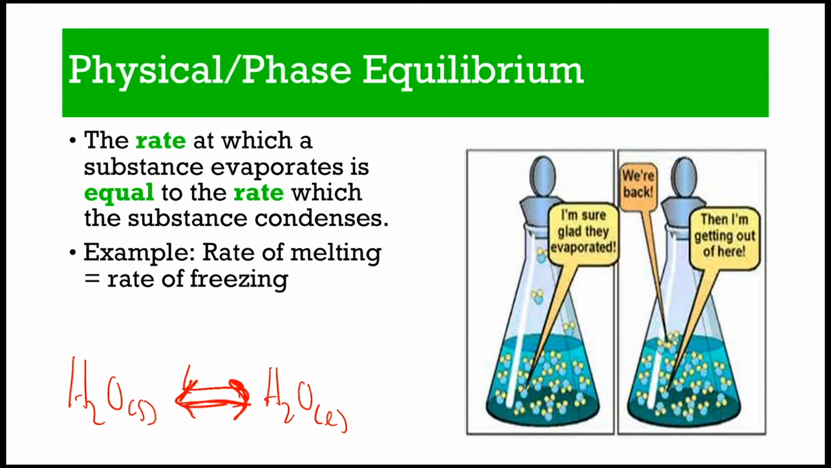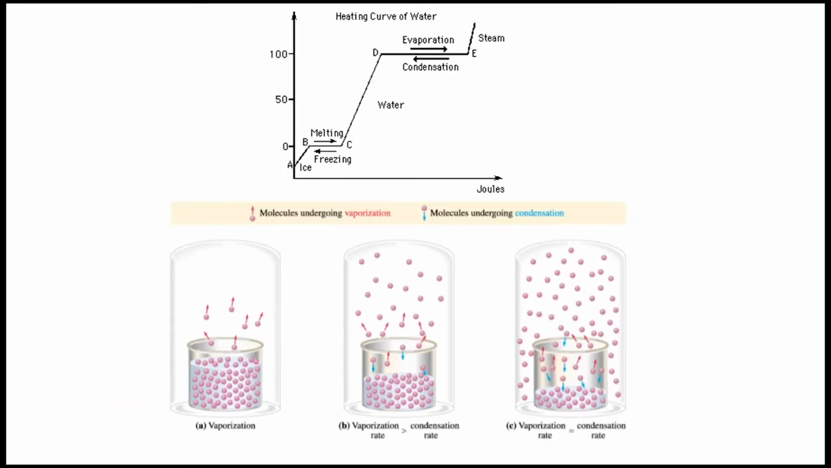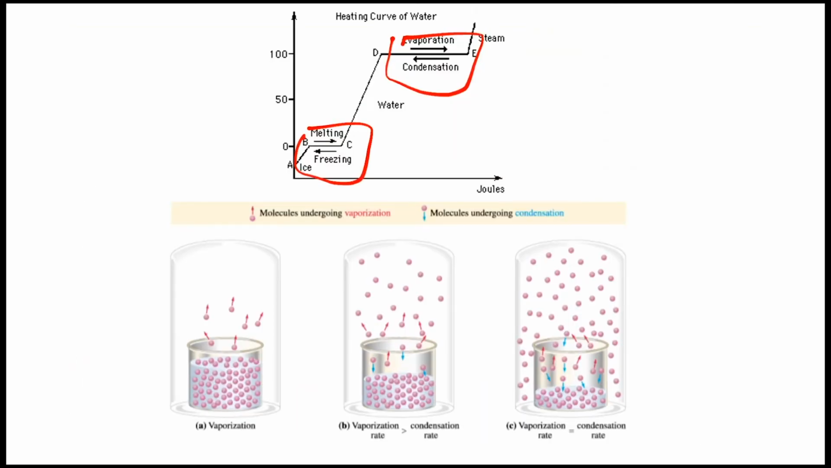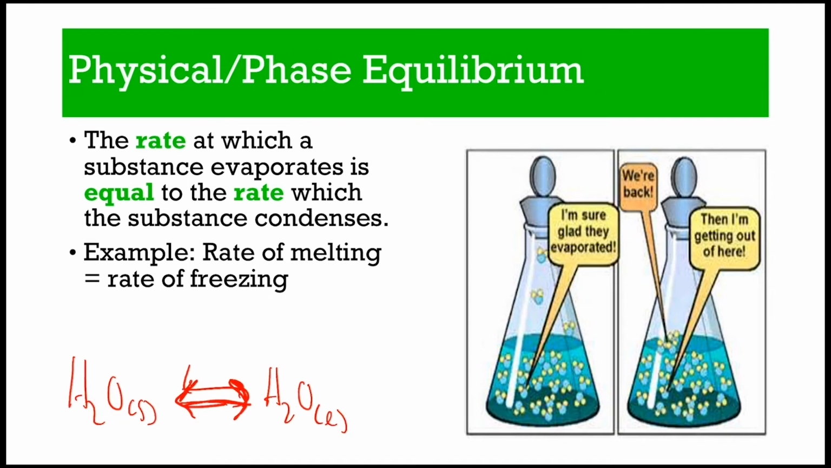If we look at the next slide, that is what happens at these phase changes. At these flat parts on your heating and cooling curves, phase equilibrium happens. Just to reemphasize, nothing is changing except the phase. The chemical compound or chemical structure remains the same. It's only the phase that is changing in this type of equilibrium.